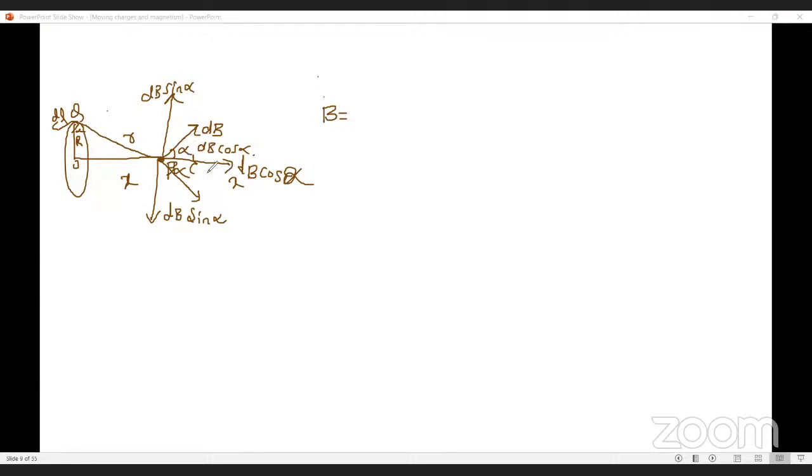I told you in the beginning only that we cannot directly calculate the magnetic field for the entire loop. So we do not consider the full loop, we consider just one current element, a small portion. If we want the magnetic field for the entire loop, what I need to do is take the summation of dB.